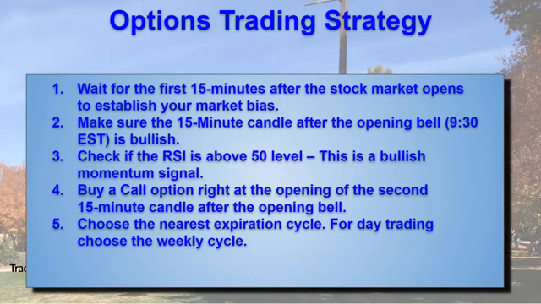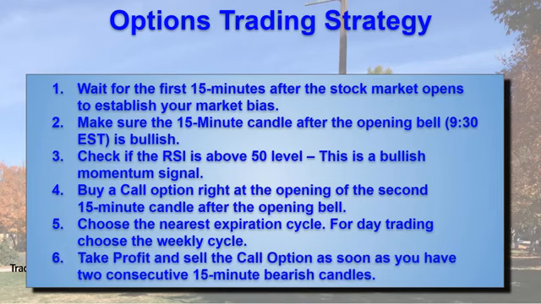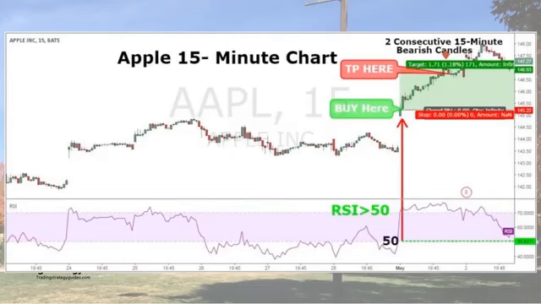And now, the most important step, step number 6, take profit and sell the call option as soon as you have 2 consecutive 15-minute bearish candles. Knowing when to take profit is at least as important as knowing when to enter a trade, probably more so. We want to get out of our position as soon as we see the sellers stepping in. We measure this by counting 2 consecutive bearish candles as a sign of bearish sentiment entering the market.